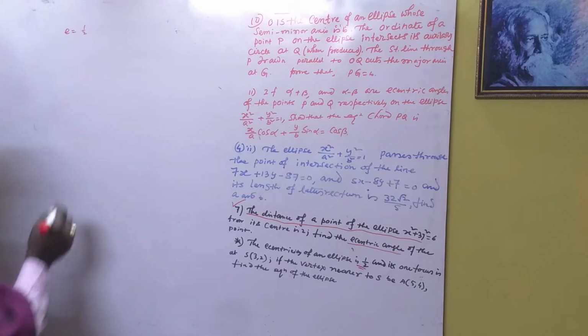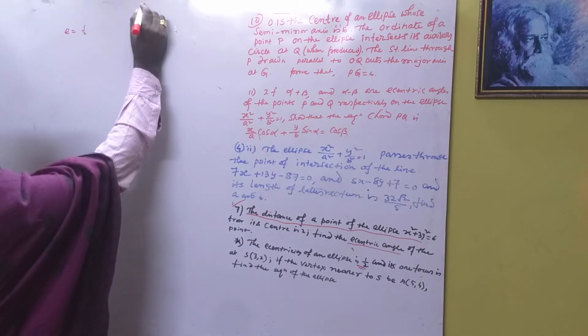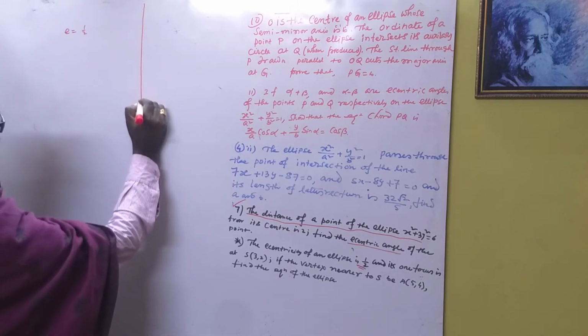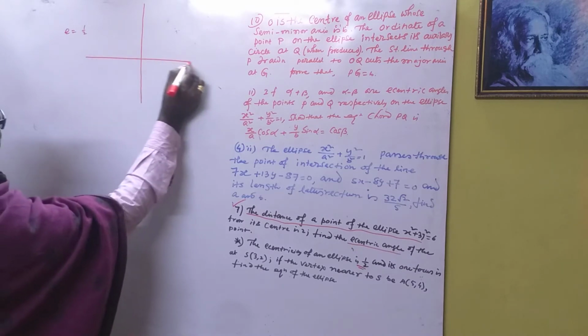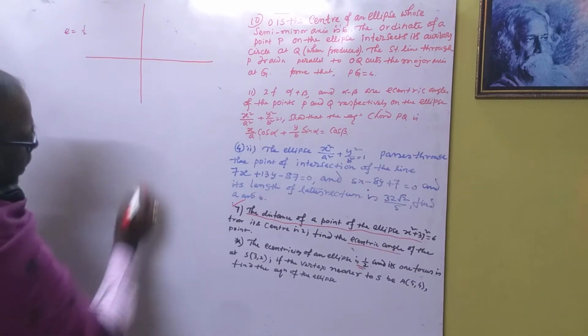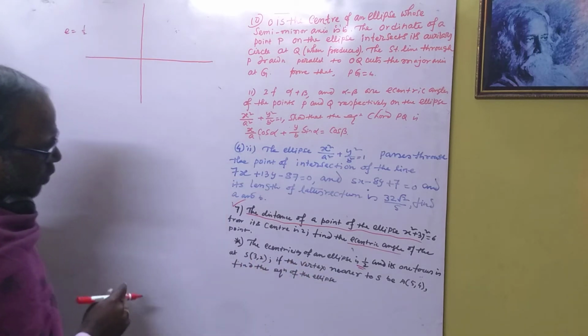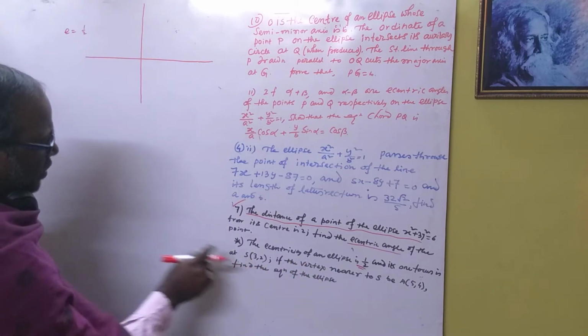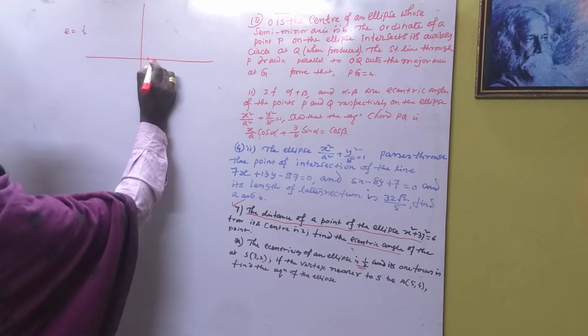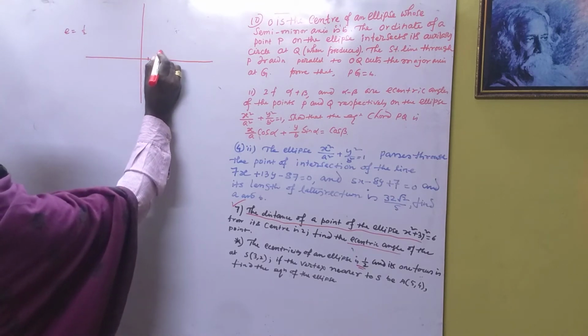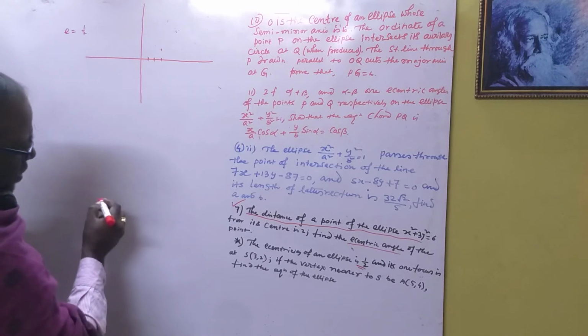Okay, and now plot the drawing here. If we draw a y-axis and this is the x-axis, see here, the center focus of the ellipse is (3, 2). You can take it 1, 2, 3, and this is 2 here. Okay, this is S.